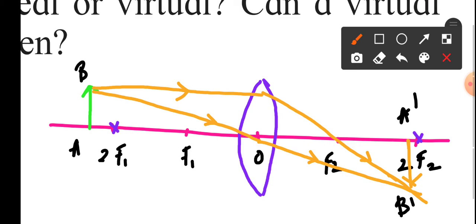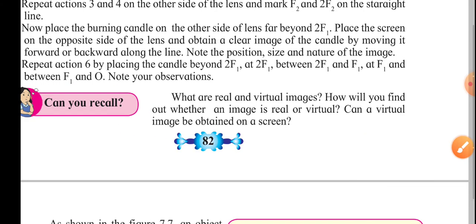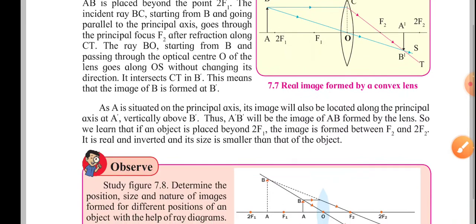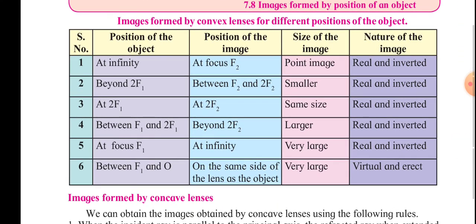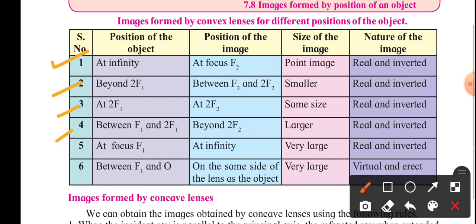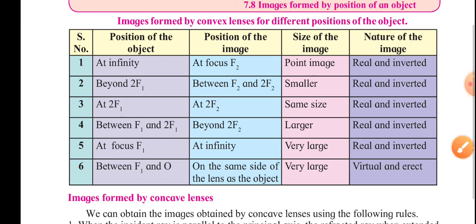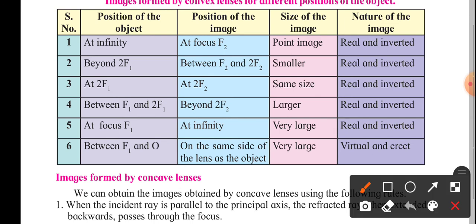Okay, so this is how ray diagrams are made. This is about one of the ray diagrams. Now after that we have the table of it. 6 different positions they have given, and how the image is getting formed. Here they have talked about the nature of the image, that is real and inverted, real and inverted, real and inverted, and then the last one is virtual and erect.